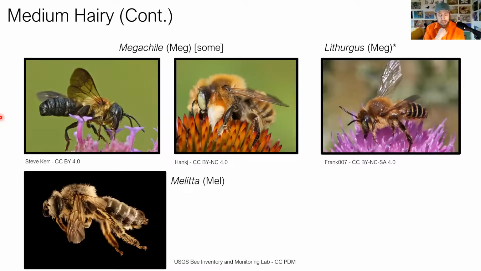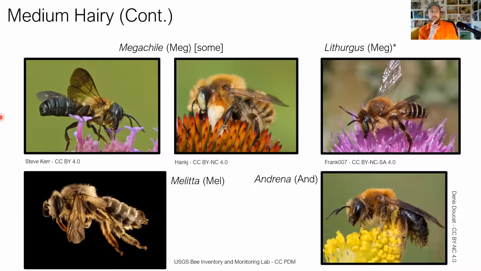Next, we have Melita, and they are specialists on vaccinium or blueberries. And so that also means they're mostly around in the spring, and they tend to be pretty rare. And finally, we have Andrena. They can be very common in the spring. I was out just the other day at an apple tree, and there were like thousands of them. And they nest in the ground. Some are specialists, some are not. And they're incredibly diverse. There's about 500 species of Andrena in North America.